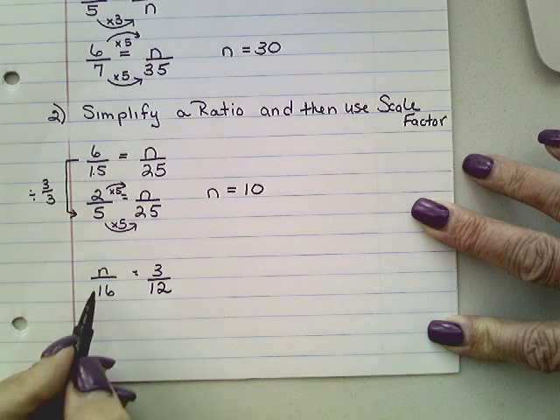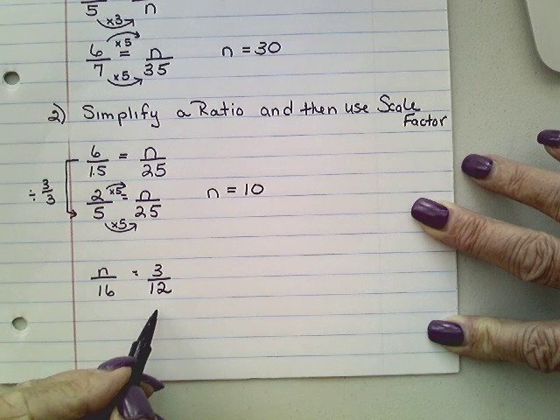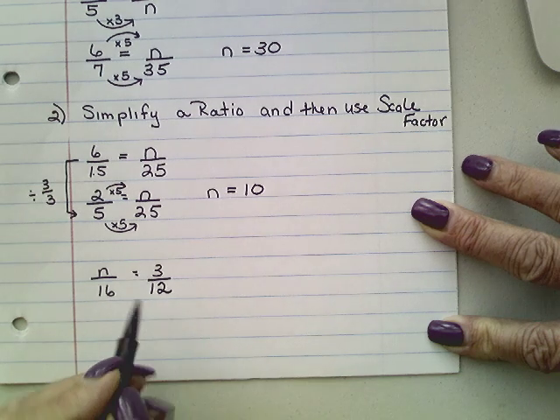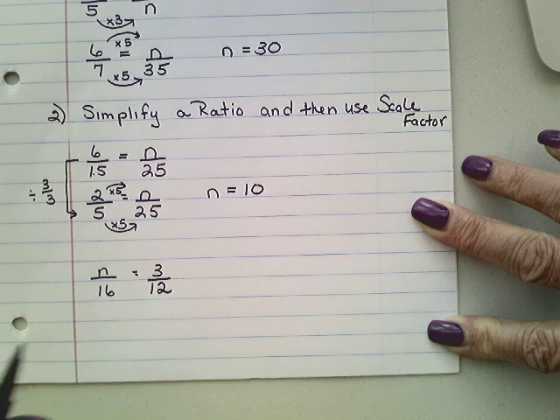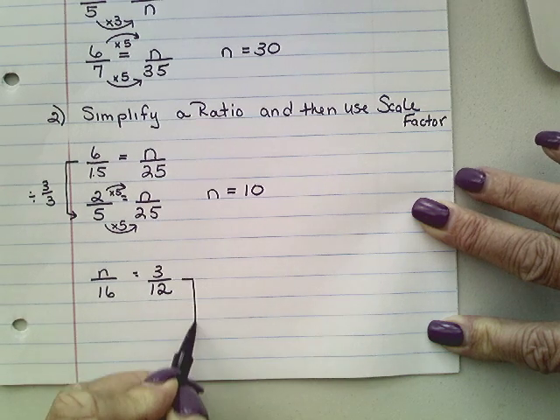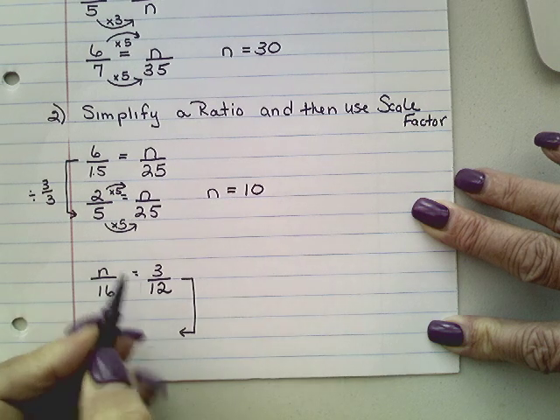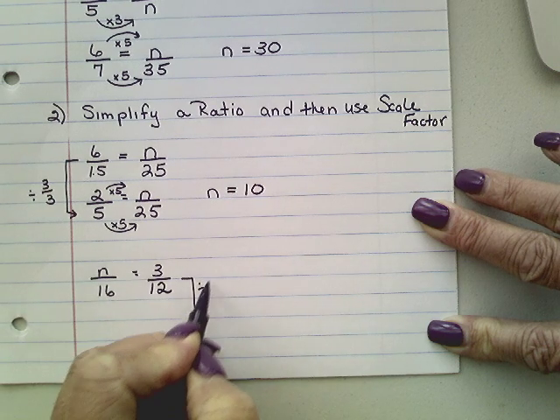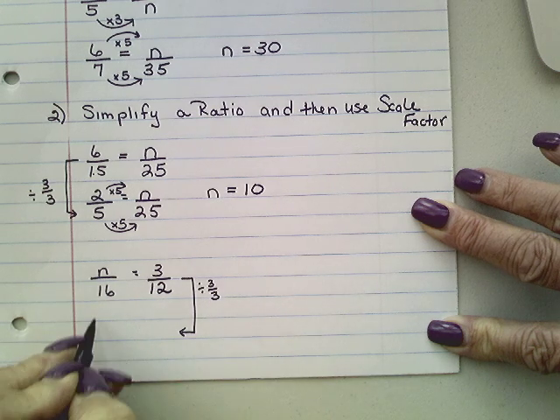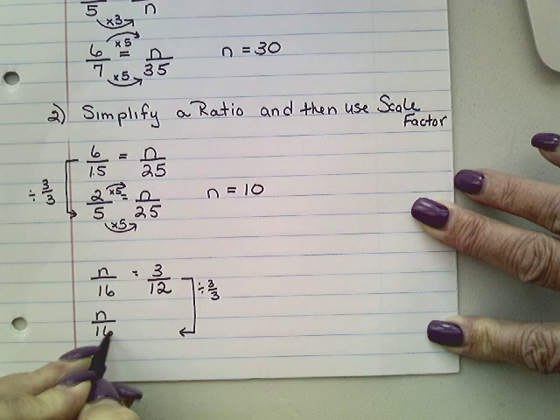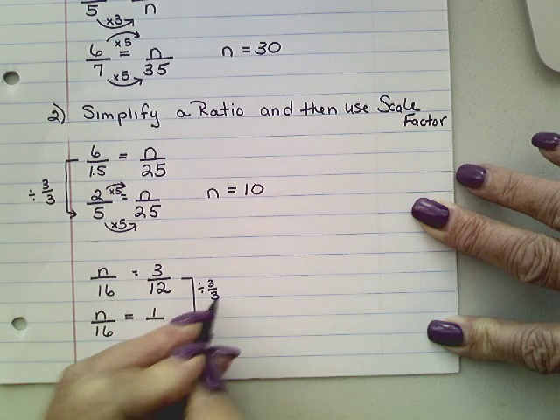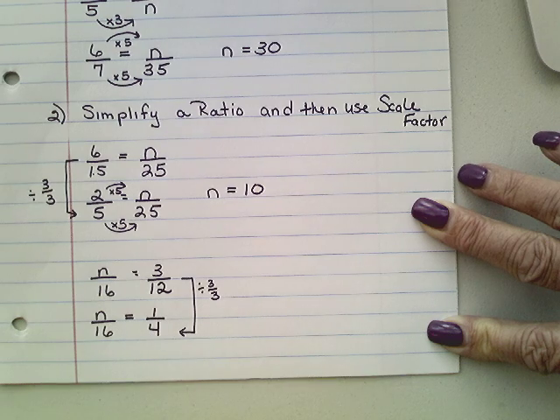Okay, so now I'm looking here and I know I can't multiply a whole number by 12 to get to 16. But can I simplify 3 over 12? And maybe that would allow me to use a scale factor. The answer would be yes. So if I divide both of these by 3 over 3, remember it's a fraction, then I would end up with n over 16 equals 3 divided by 3 is 1, 12 divided by 3 is 4.